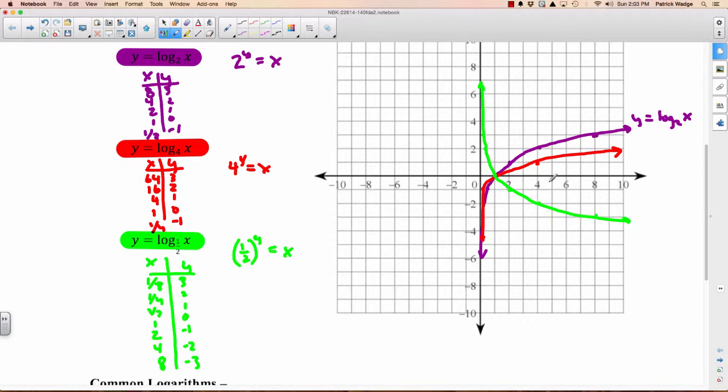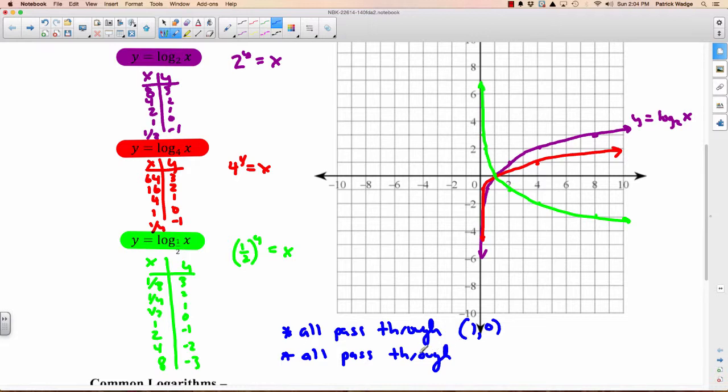And interestingly, they all go through the same point here. They all go through the point 1, 0. So maybe we should write that down. All these functions pass through the point 1, 0. And they also pass through another point in common. It doesn't look like it, but there's another point that's really important.